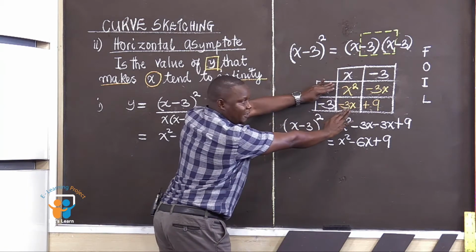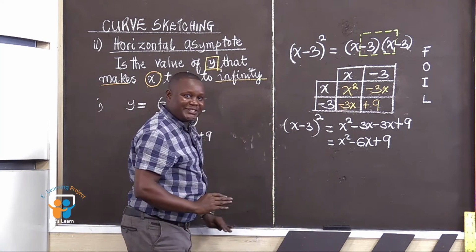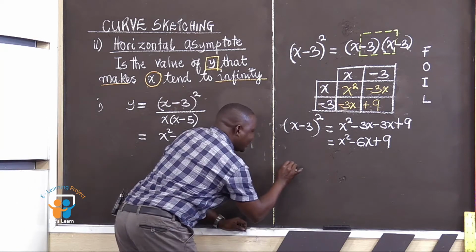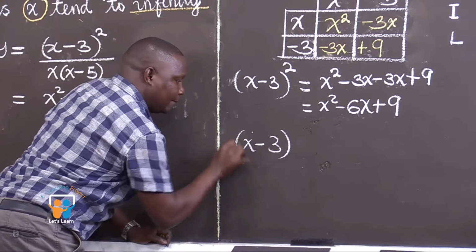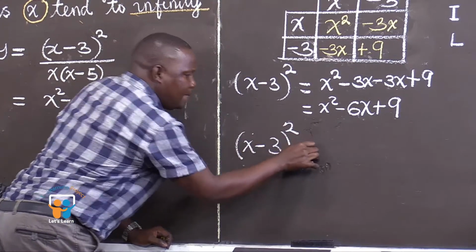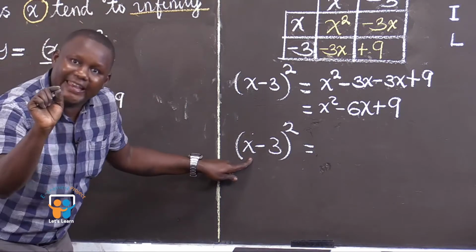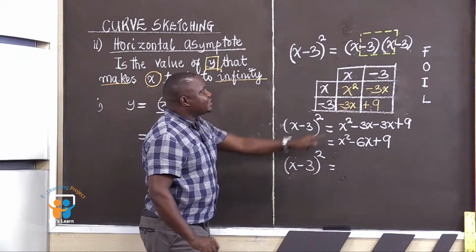Don't look at these ones, please. Now pay attention to what I'm going to put here. All right? So we shall have x minus what? Minus 3. Then what? Squared. Remember, this is what we are finding. All right? Now we start on our FOIL.